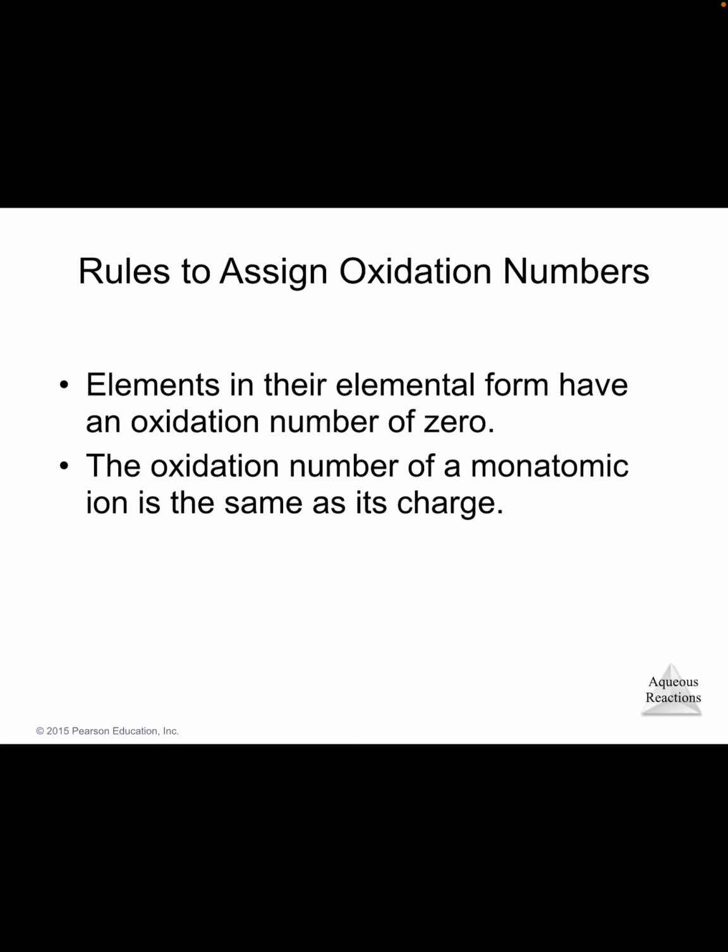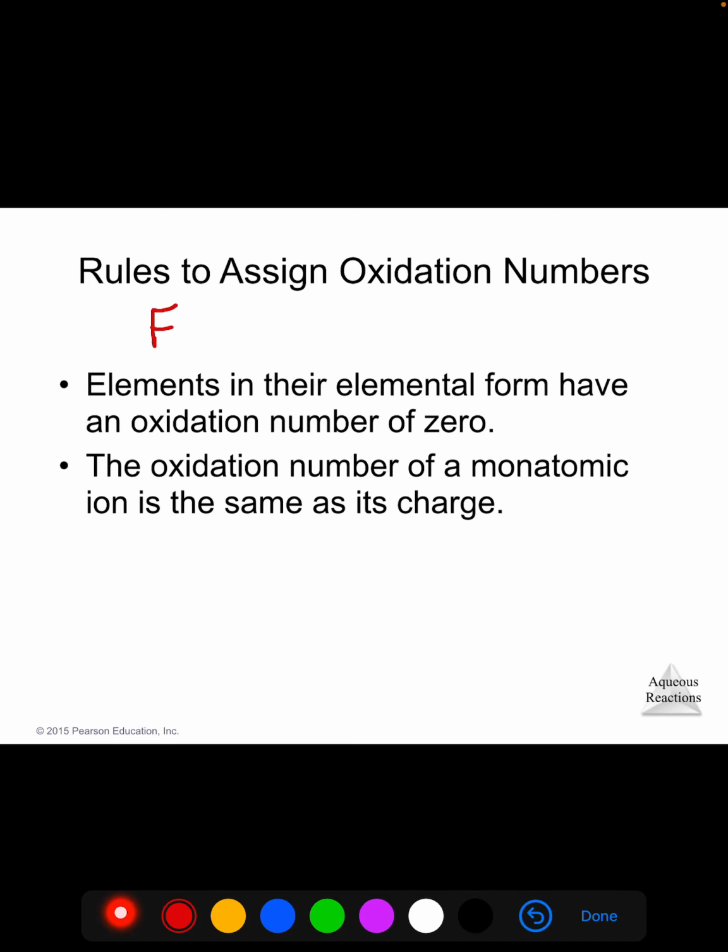Elements in their elemental form, for example, iron, is fully reduced. It has gained all the electrons it's going to gain, and it has an oxidation number of 0. In your elemental form, you're going to have an oxidation number of 0.